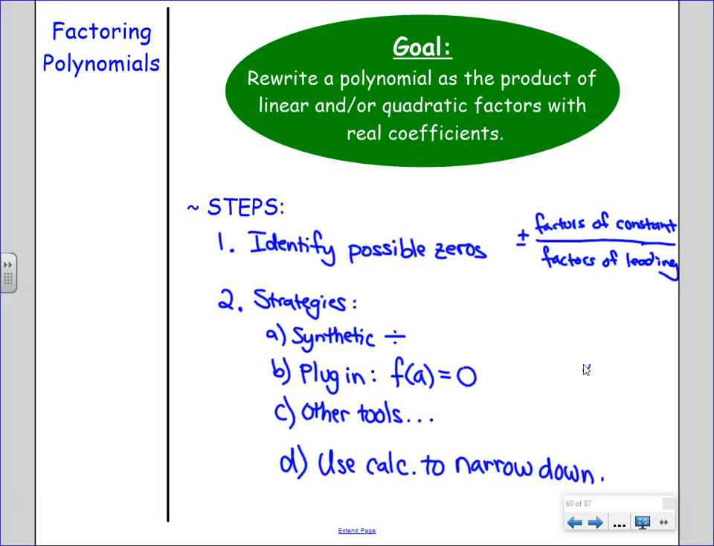What is this page? You have a polynomial, you need to factor, what am I telling you? It's a summary of the whole thing. You need to figure out your possible zeros. You can try synthetic, you can try plugging in, you need to find ones that work. Other tools is what we're about to talk about. And in homework, it allows you a couple places to use your calculator to narrow down whenever you have tons and tons of possible zeros.